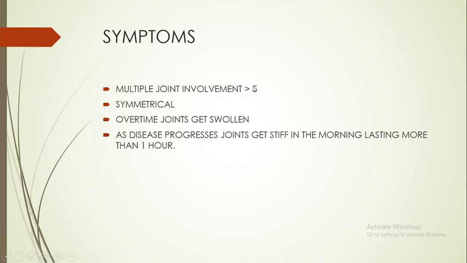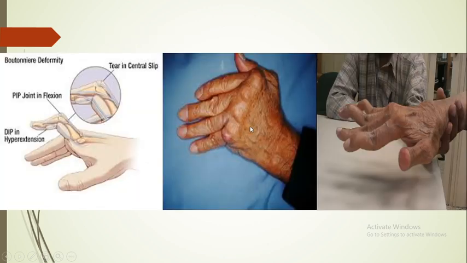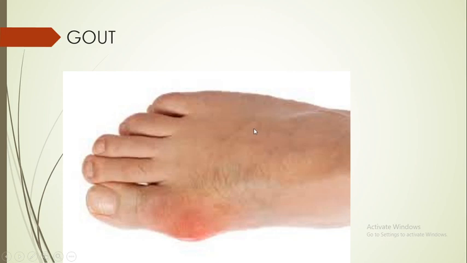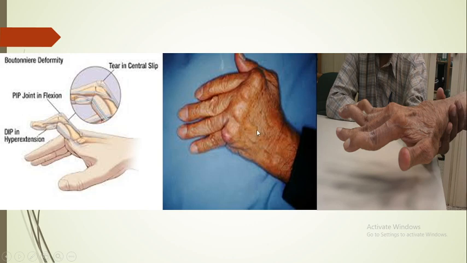Symptoms of this are multiple joint involvement. Normally more than 5 joints are involved, and that's normally symmetrical, happening in symmetrical joints. Over time, joints get swollen. As the disease progresses, joints get stiff in the morning, lasting more than 1 hour. Here you can see how these deformities have occurred. For rheumatoid arthritis we have different criteria for diagnosing, but we are looking at rheumatoid arthritis and musculoskeletal disorders superficially. When we get to see you at the IIHS premises, we will do this in detail.